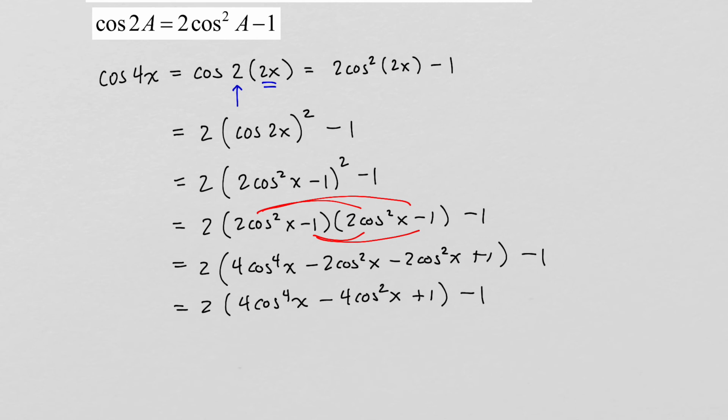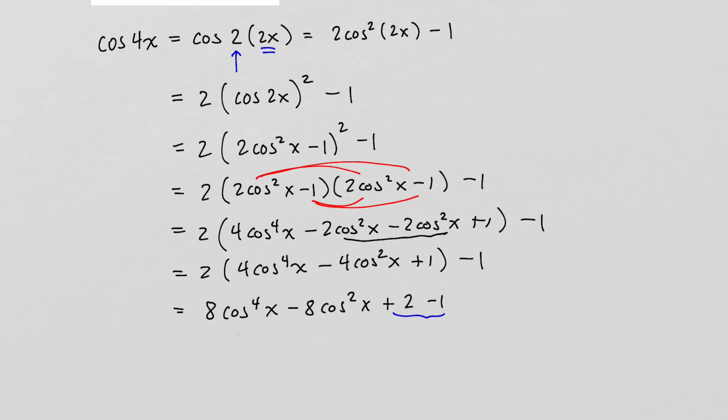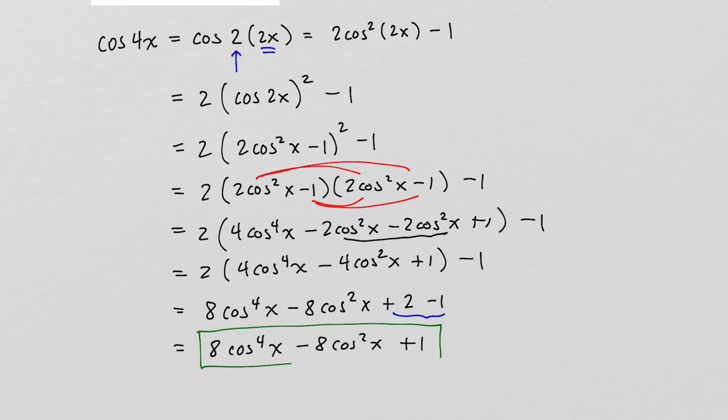So I went ahead and combined these, right? Negative 2 cosine squared and negative 2 cosine squared is negative 4 cosine squared. Now I will distribute the 2 here. And that gives us the following. And the last thing I need to do is just subtract 2 minus 1 at the end, which of course is just 1. And this should be what we were trying to prove.